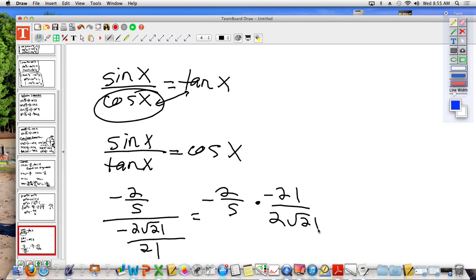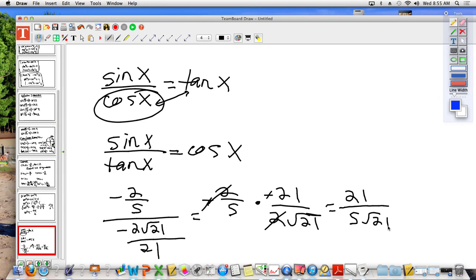You guys with me still? Yes. Kind of. What can I cancel out? First of all, I can get rid of the negatives, right? I'm not going to worry about those. I can get rid of the 2's on the top and the bottom. What do you have left? 21 over 5 square roots of 21, radical 21. But we can't leave our answer like this.